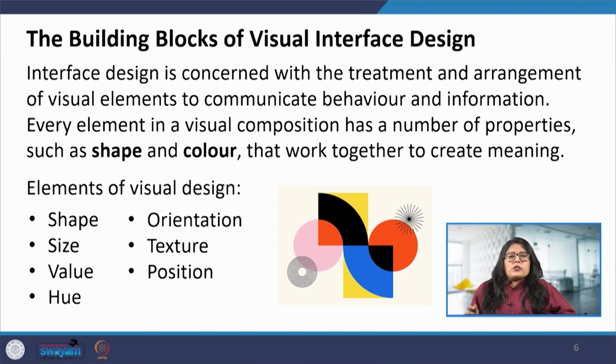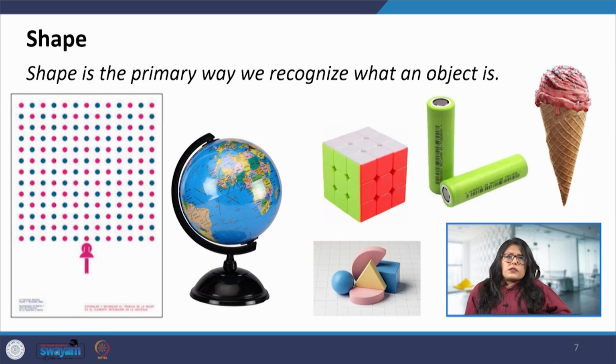Just like I mentioned earlier, from the area of art we have borrowed some of the concepts and theories, which help one to align the requirements in a very systematic manner. So in the area of interface design also, we have certain building blocks when it comes to visual design. So we have shape, size, value, hue, orientation, texture, position. We will be taking them up in the next few slides.